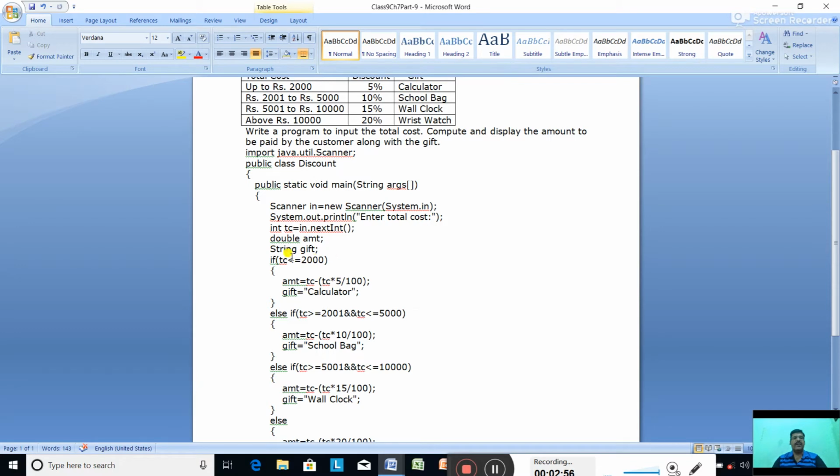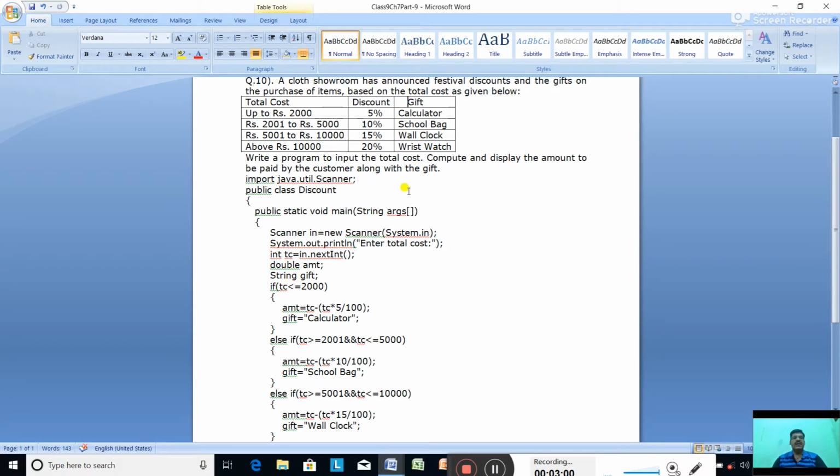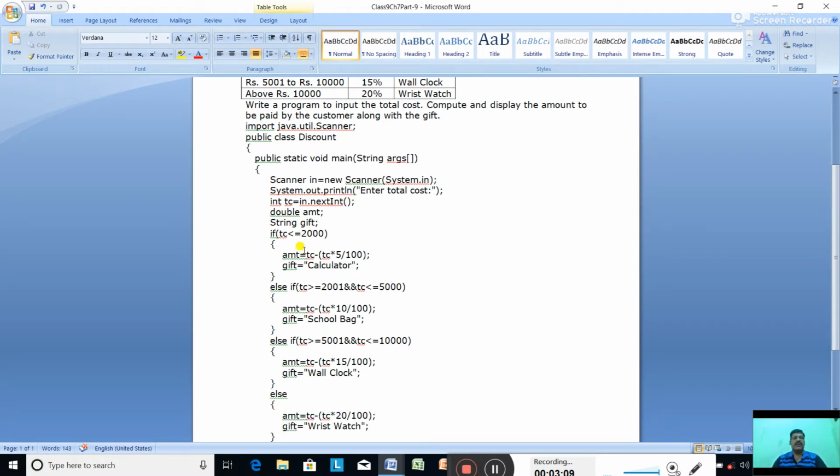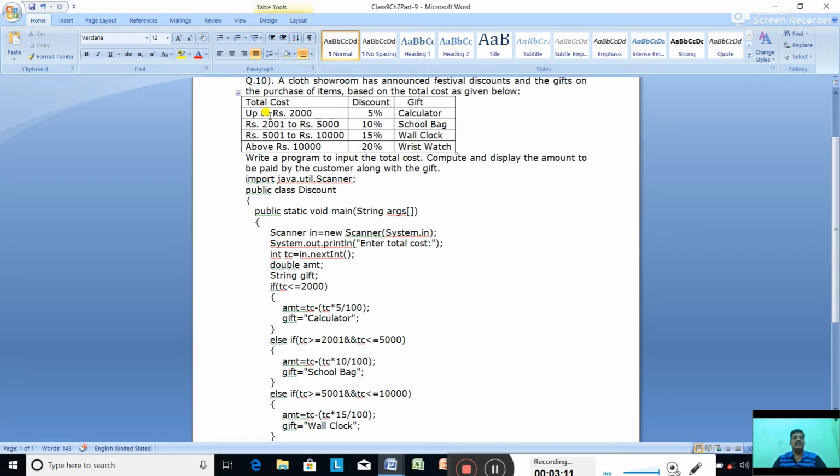String gift. We have taken a variable gift of what type? String type, because we are going to assign the gift like calculator, school bag, wall clock and wristwatch to this gift. Alright. Now according to the question, first if the total cost is up to rupees 2000.